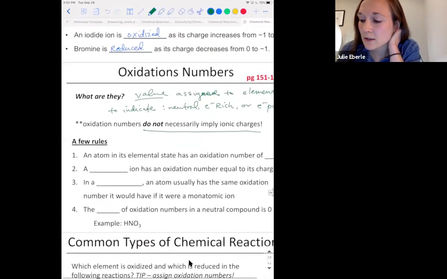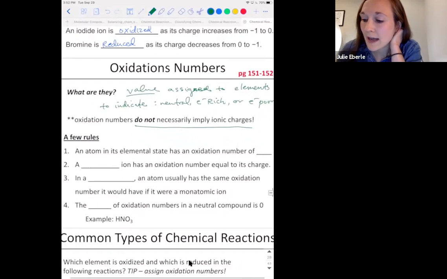So how do we assign oxidation numbers? Well, an atom in its elemental state, guess what we did? Every time we saw something by itself, what number did we give it? 0. So it always has an oxidation number of 0.